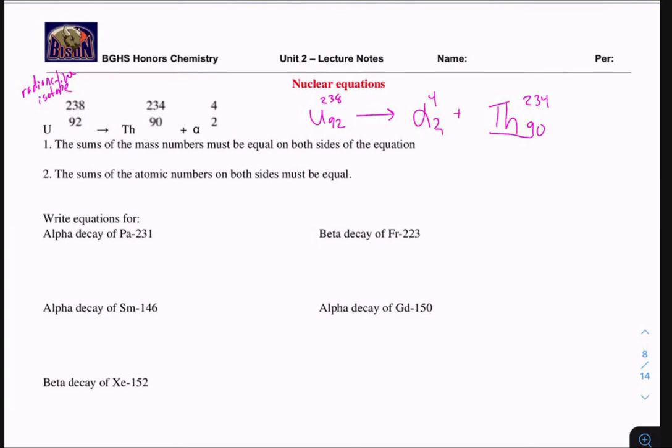Now, this process, notice that we created a new element. This started as uranium and now became thorium. When this happens, this is what we call transmutation: the changing of an element into a new element through nuclear decay.